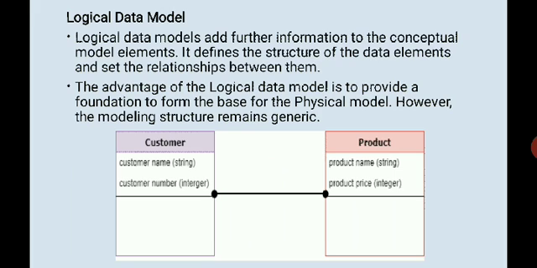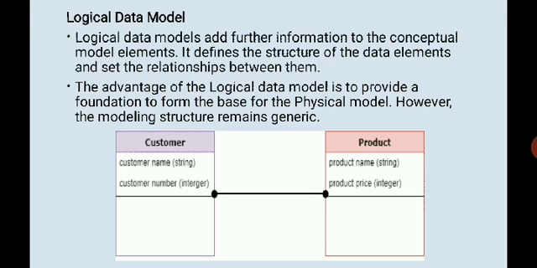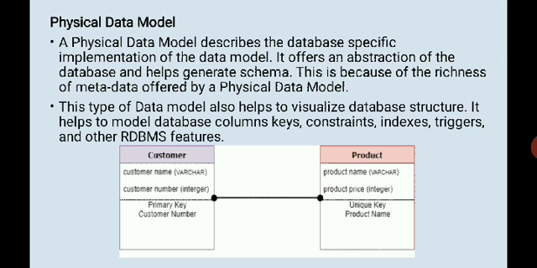So how it is: the customer has a name which is a string, the customer number is an integer, and the product name is a string, and there is how it is being contained. So the customer name is a string, the customer number is an integer, the product name is a string, and the product price is an integer, right? So this is how the structure of the data elements and the relations are set. This is how it is being imbibed into it.